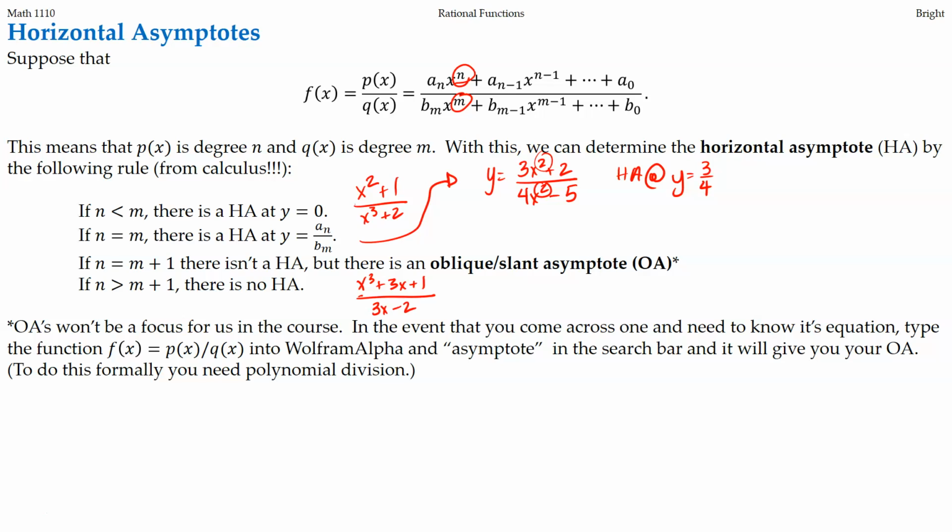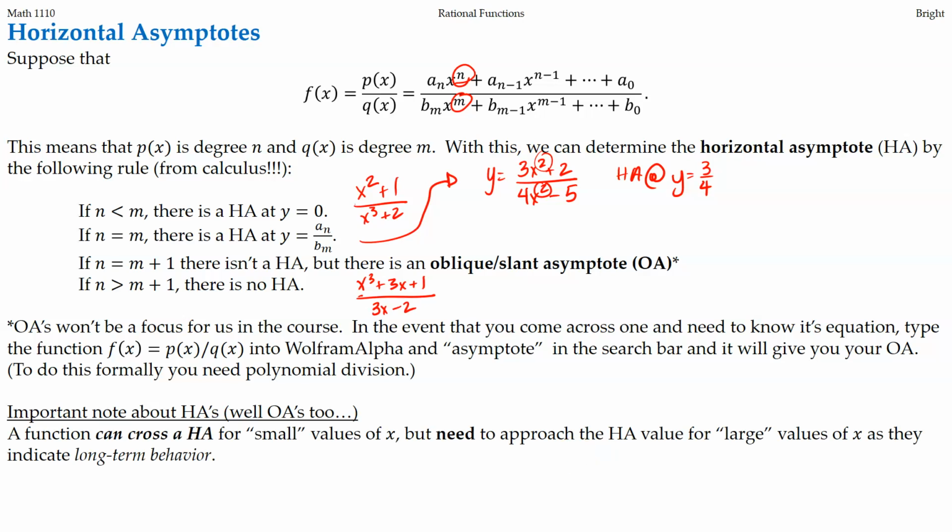Now, one thing about horizontal asymptotes. Generally you don't cross asymptotes. For vertical asymptotes, if you cross it, that's not good because that means you have an undefined value. With HAs, you can cross a horizontal asymptote for small values of x. And when I say small, I mean something like from negative 10 to 10. That's relatively small, in the view of infinity. But as you get further away from the origin, that's when the graph needs to hug the asymptotes.